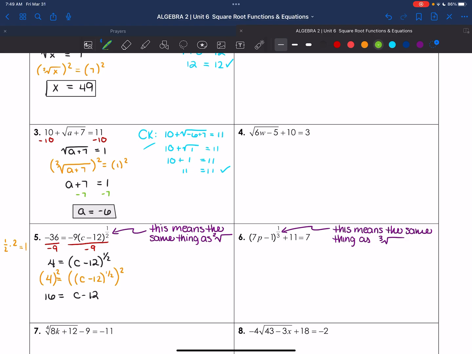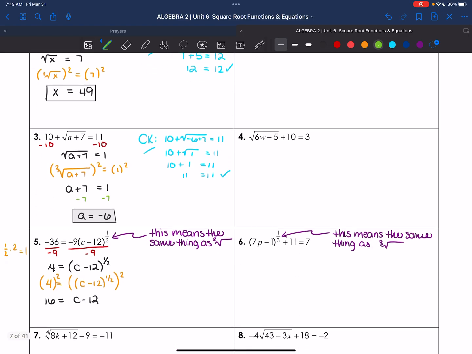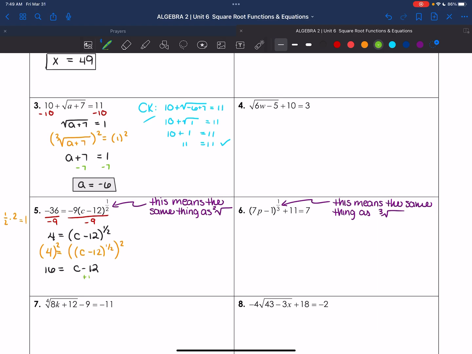And then our final step is to go ahead and solve before we check. So then I'm going to add 12 on each side. And that gives us that c is equal to 28. Now we just need to check and make sure that that does make our original equation true.